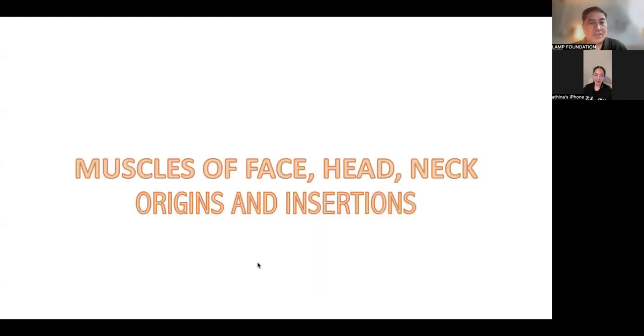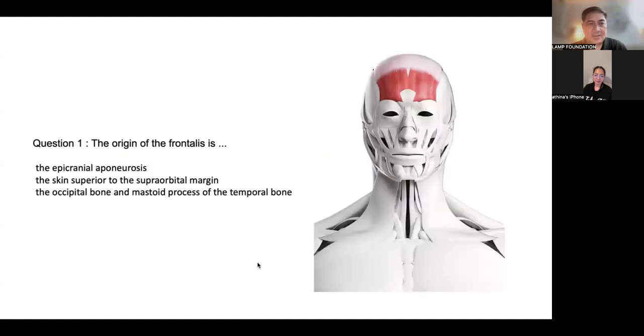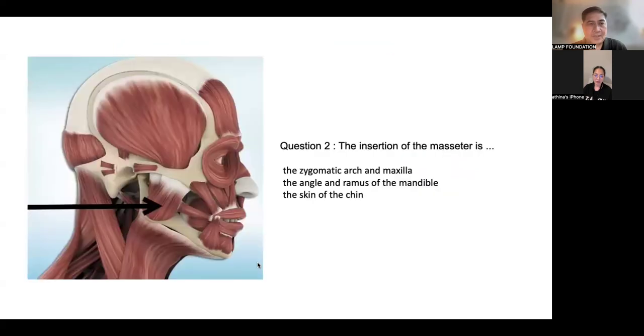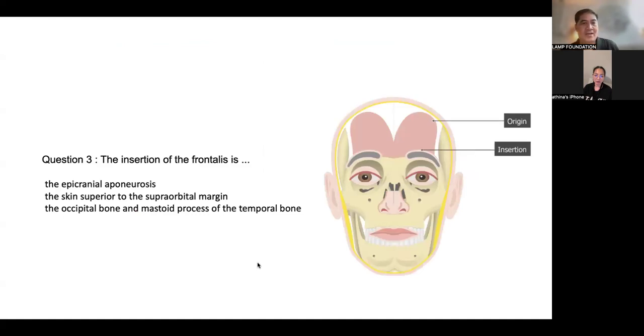Now we go to origins and insertions for the muscles of face, head, and neck. Origin of the frontalis is the epicranial aponeurosis. Insertion of the masseter is the angle and ramus of the mandible. Insertion of frontalis is the skin superior to the supraorbital margin.